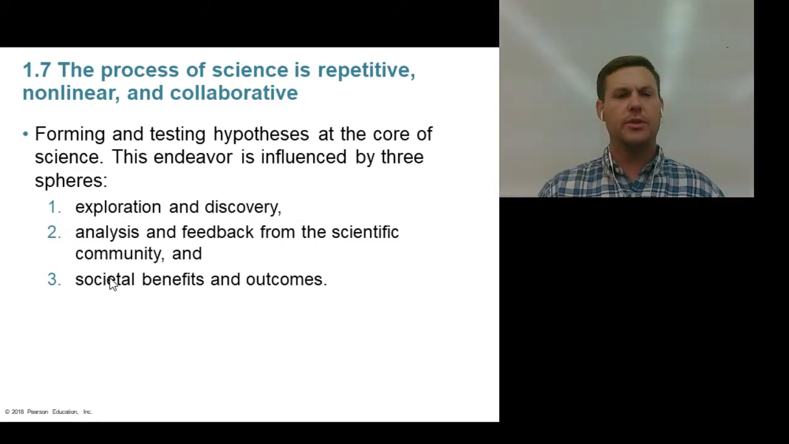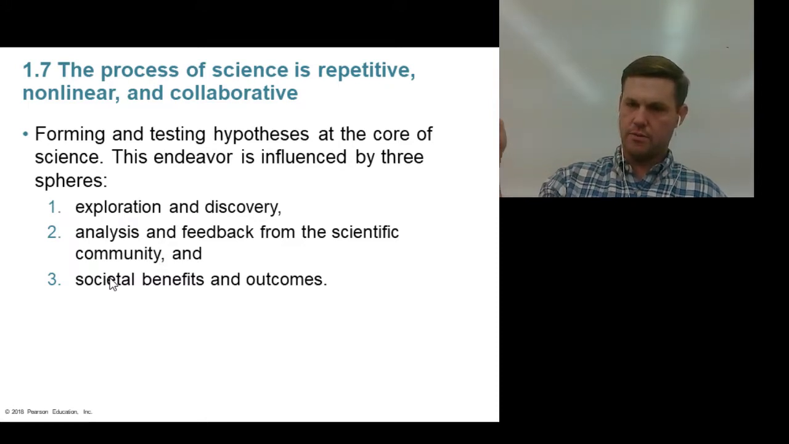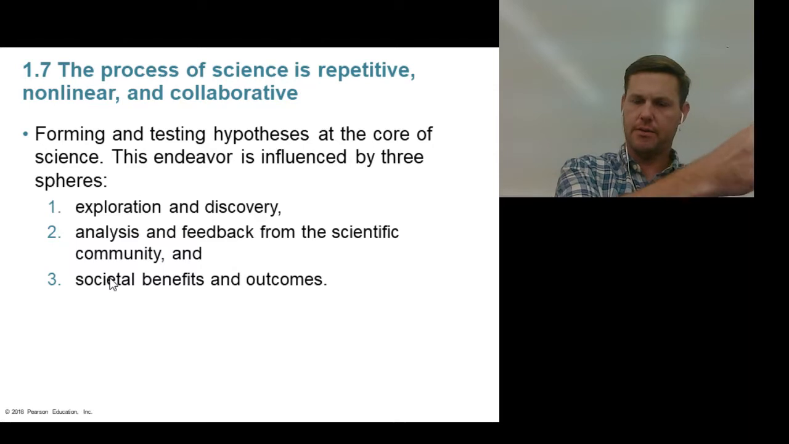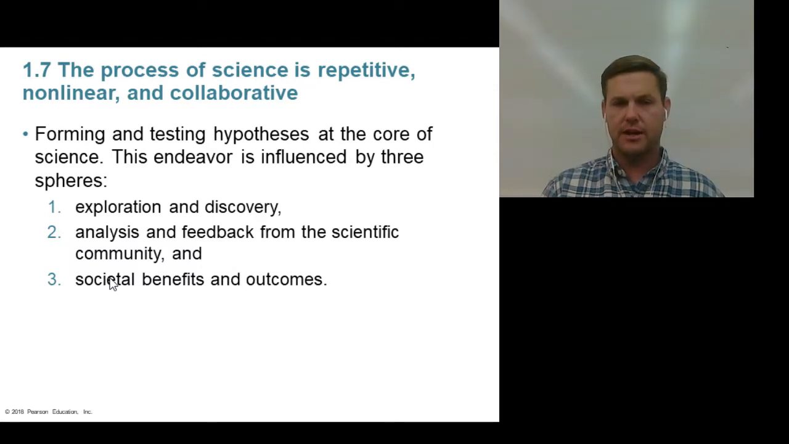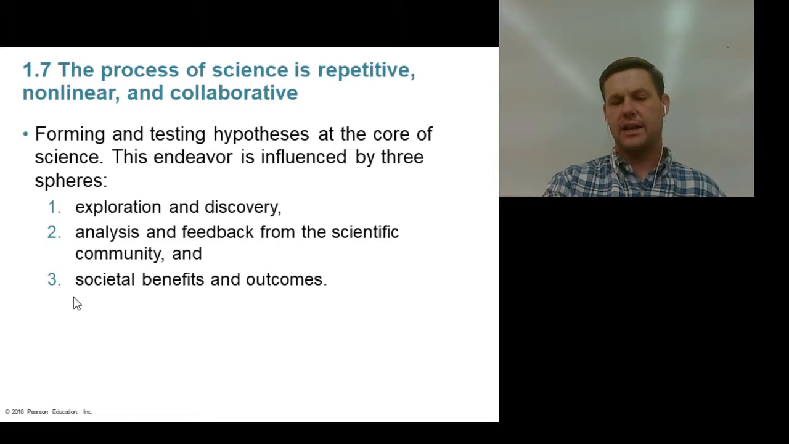Next, the process of science is repetitive, nonlinear, and collaborative. This is what we discussed a while ago. The problem with thinking about the scientific method in terms of biology is it's too linear. This set, pattern, repeat, set, pattern, repeat doesn't fly as much in biology. Biology works on forming and testing hypotheses that are influenced by 3 things: exploration and discovery, the analysis and the feedback from the scientific community, and then the societal benefits and outcomes.